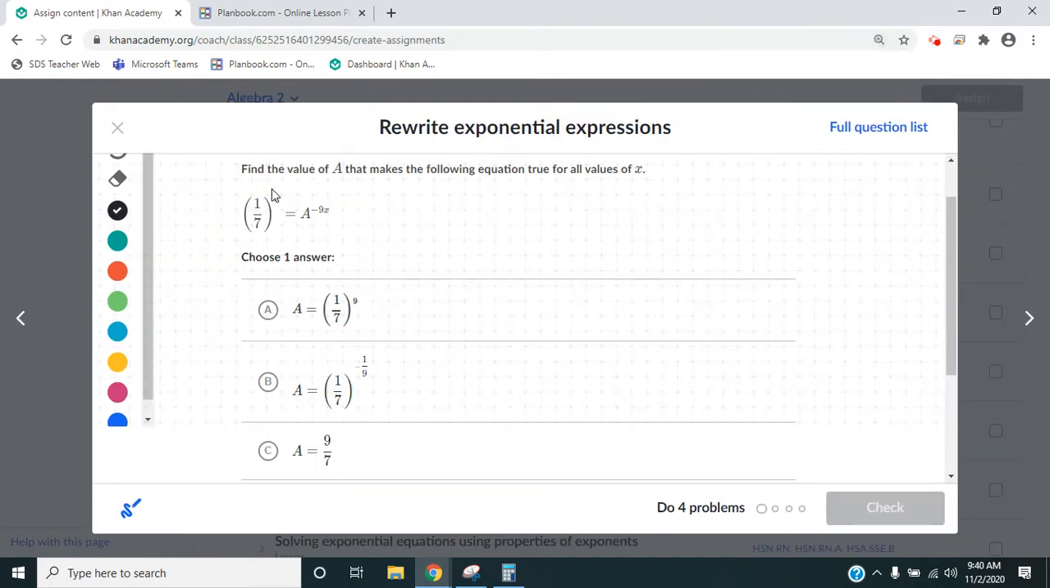Let's find the value of a that makes the following equation true for all values of x. So here you are. Vanam, you with me over there? Okay.